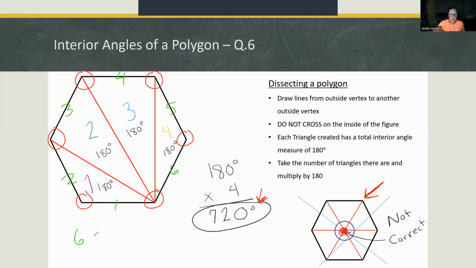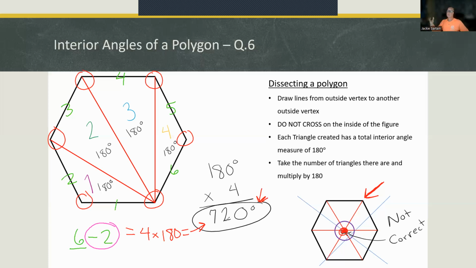We have 6 sides. We minus it by 2. Remember that minus 2 was a constant. You would simply count the sides, always minus 2, and that would give you the number you're going to need to multiply by 180, which once again would still give us 720.